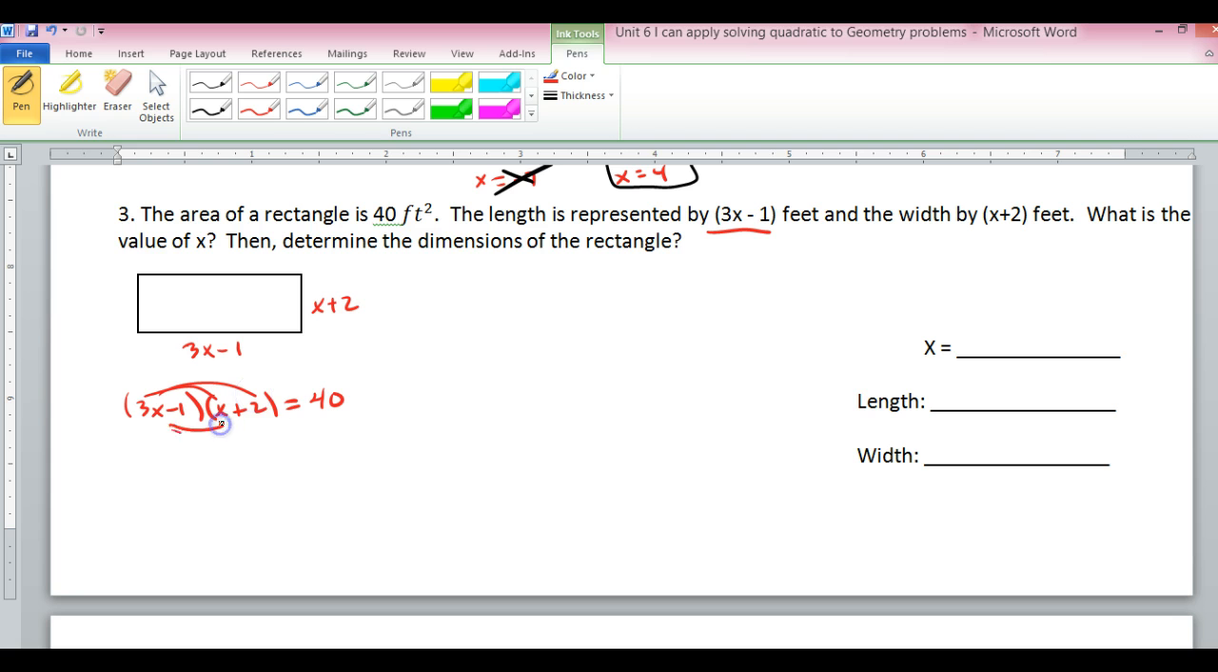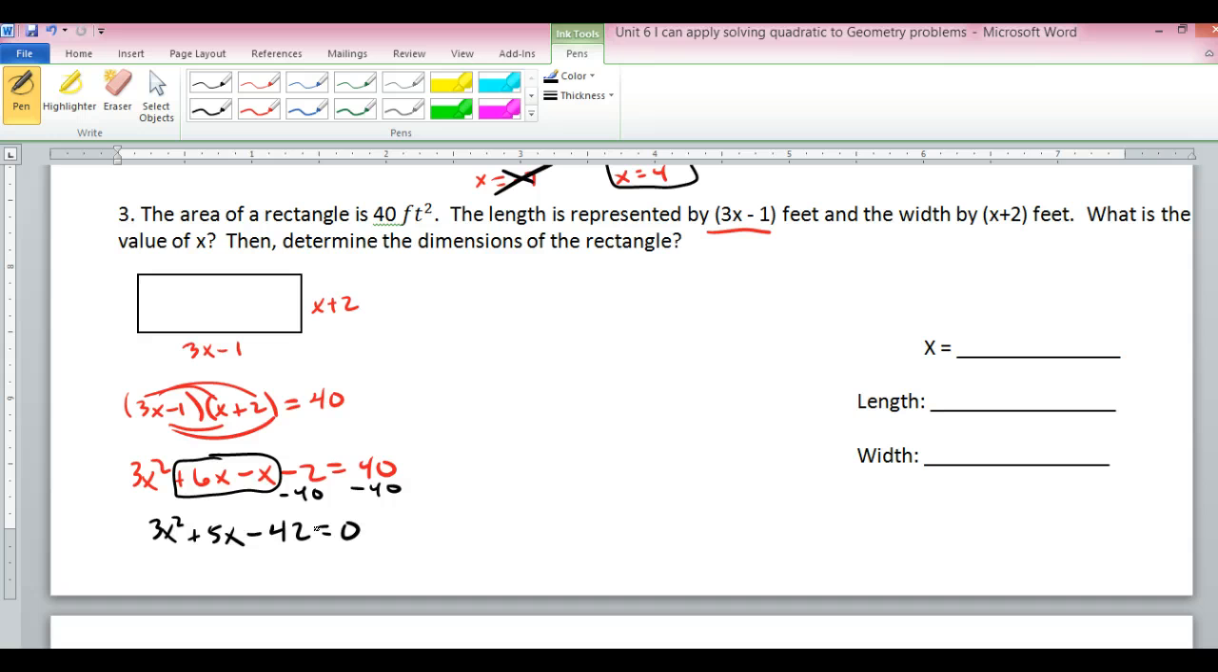So I go ahead and I distribute now. 3x squared, 3x times 2 is plus 6x, minus x, minus 2 equals 40. And I'm going to do two things at one time here. First, I know these can be combined, so it's going to be 3x squared plus 5x. But I'm going to also set it equal to 0 by subtracting the 40. So I subtract the 40 and I get minus 42 equals 0.